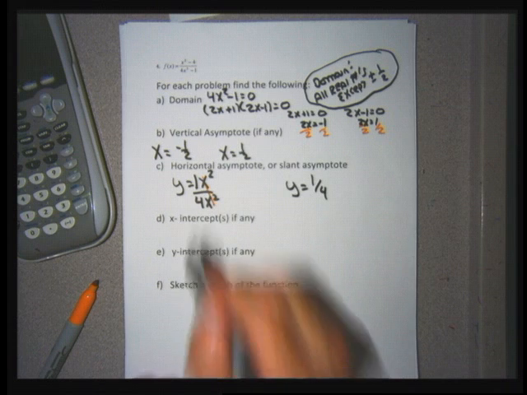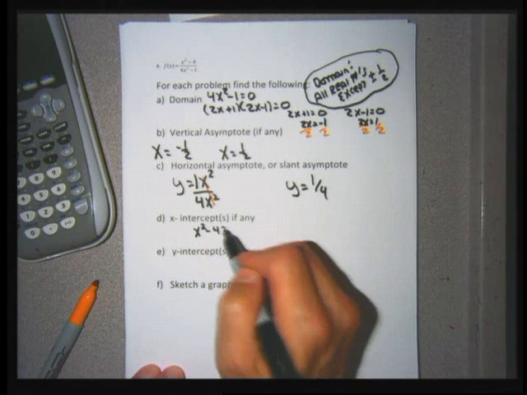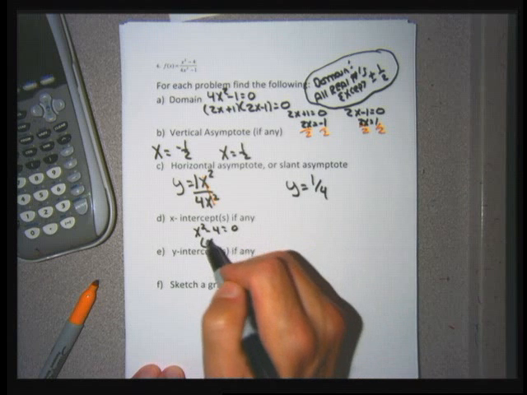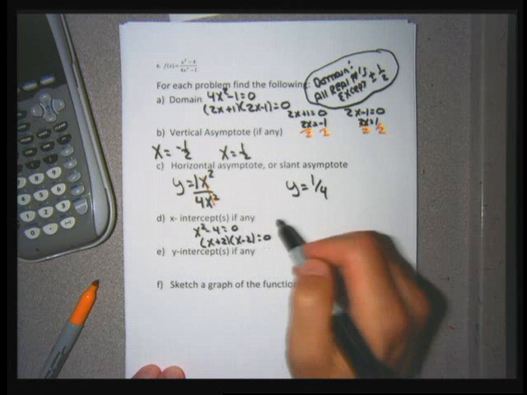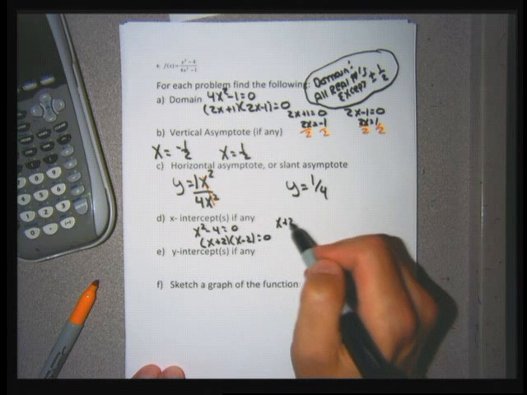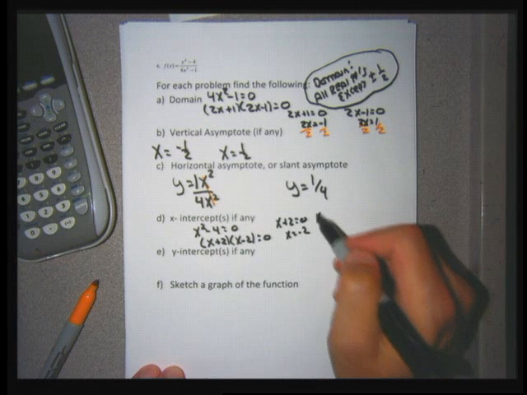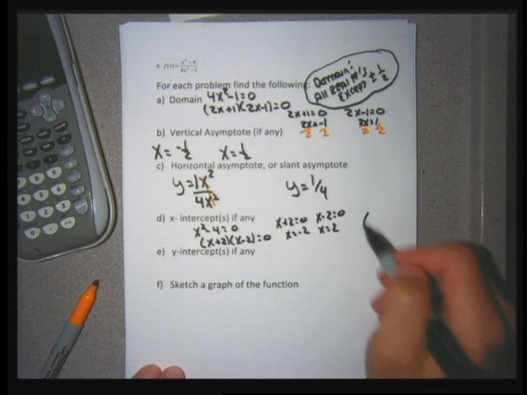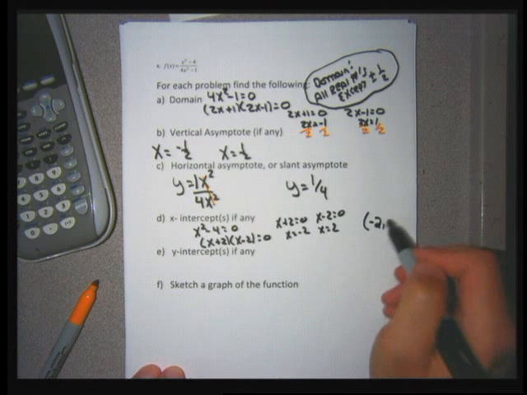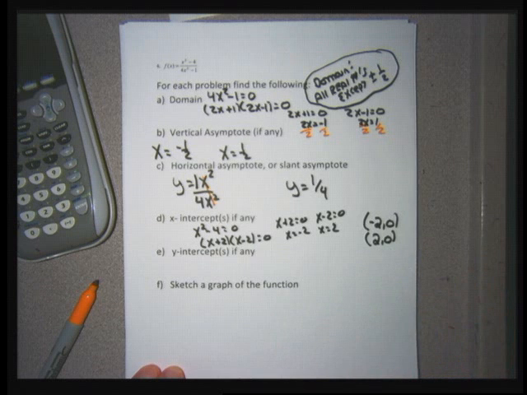For the x-intercepts, I take the x squared minus 4, which is the numerator, set it equal to 0. I can factor that into x plus 2 times x minus 2 equal to 0. Then I can set the x plus 2 equal to 0 and get x equal to negative 2. Set the x minus 2 equal to 0 and get x equal to 2. My x-intercepts are going to be the points negative 2, 0 and positive 2, 0.